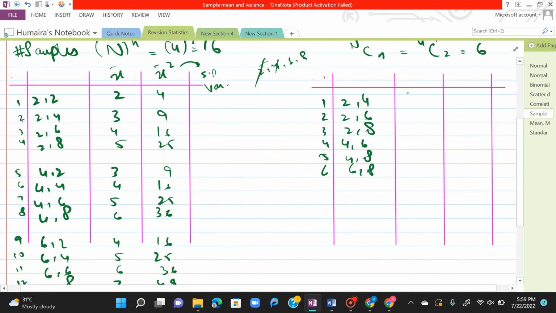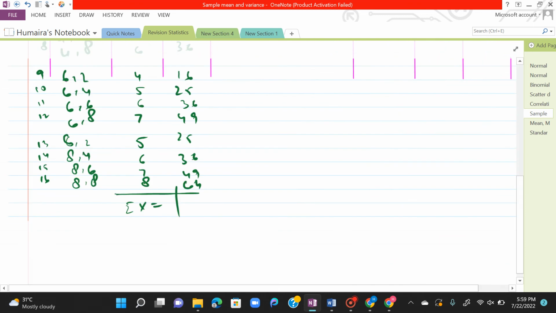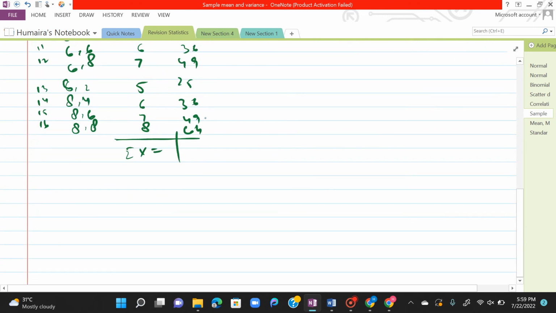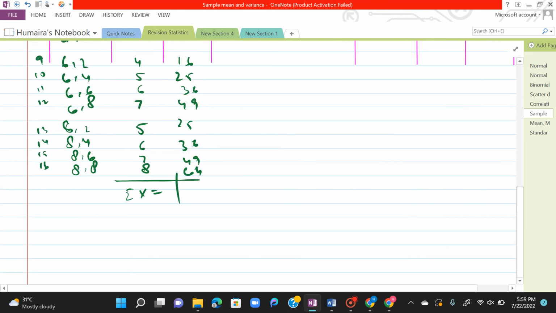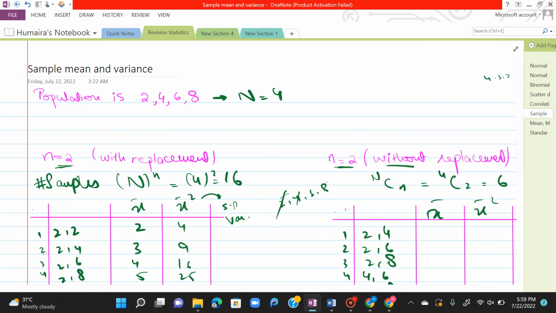The rest of the working you have to do the same: the mean of this and the square of the mean. Why am I doing this? Because ultimately you have to prove the two results. What are the two results? From the population, you need to find the population mean, which is 2 plus 4 plus 6 plus 8 divided by 4, right?